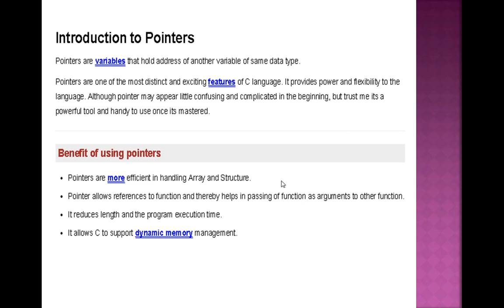So let's start with the pointer. Pointers are variables. It is also a variable, but it can hold the address of another variable of the same data type. Pointers are simple variables, but they hold the address of another variable. It cannot hold the value, but it holds the address of another variable of the same data type. This is the mandatory condition.